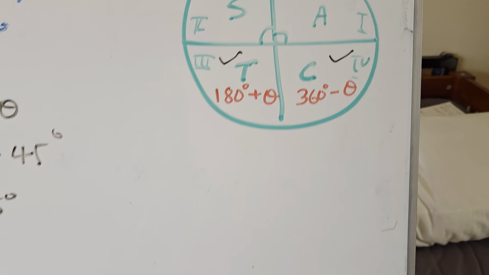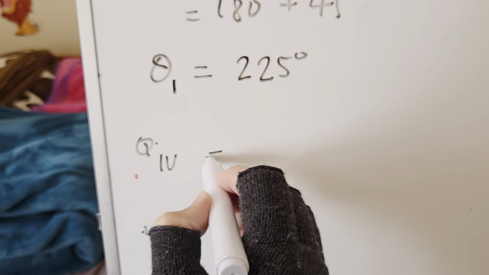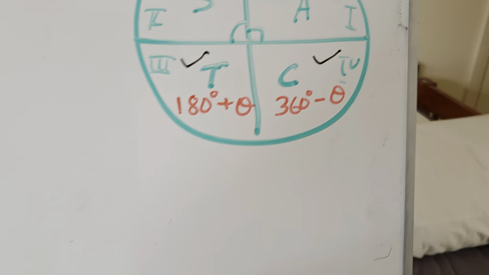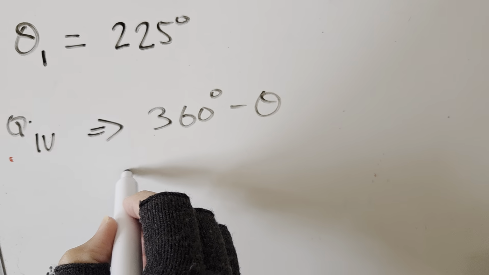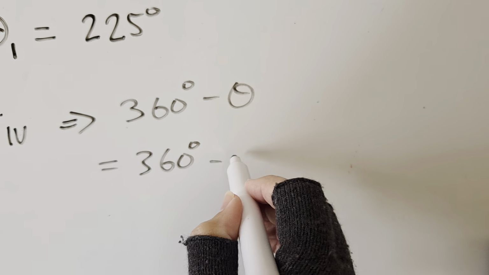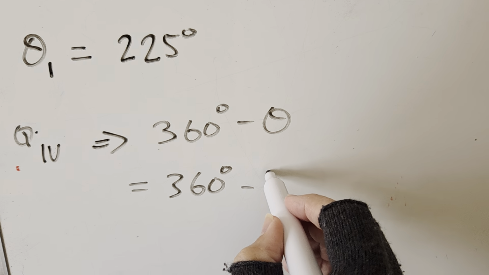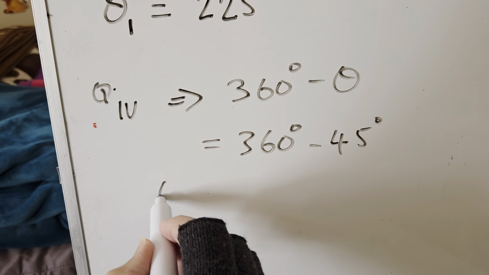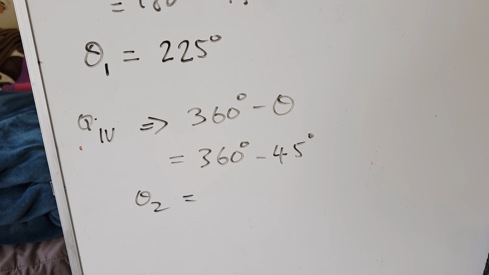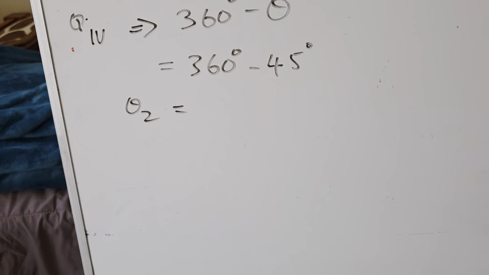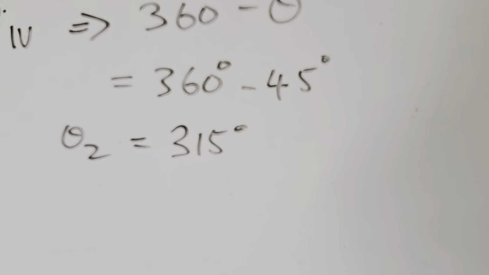And now you go to the fourth quadrant. Quadrant number 4. And the formula is 360 degrees minus theta. That would be 360 degrees minus, our theta is 45 degrees. Remember to drop the negative sign. Minus 45 degrees. So our second value of theta will be equal to 360 take away 45, which is 315 degrees.